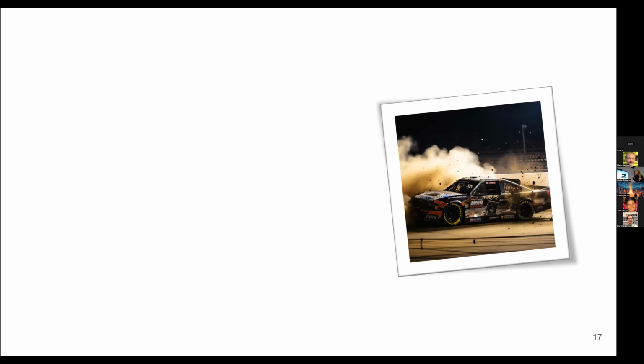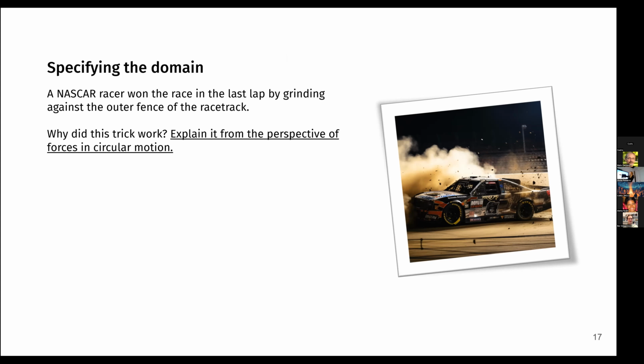So the first thing that we have to do in this case is to help it narrow down to the domain that we want the answer to be rooted on. And so what we did is adding this part to our prompt: explain it from the perspective of forces in circular motion. With this, we got an answer which is more physics-y, not a perfect one, but at least it was talking about acceleration and friction, so it was okay.